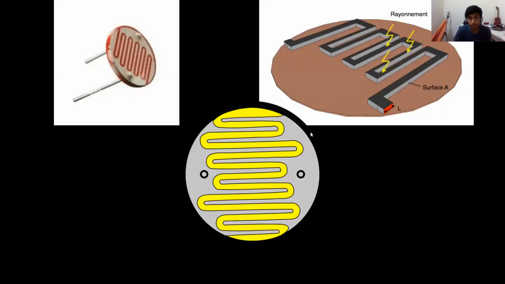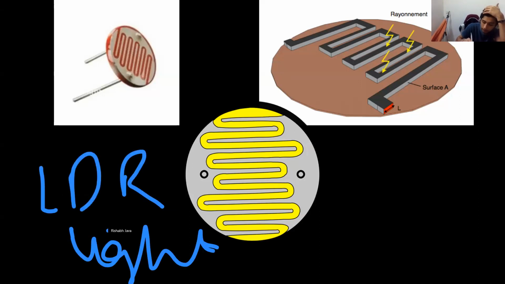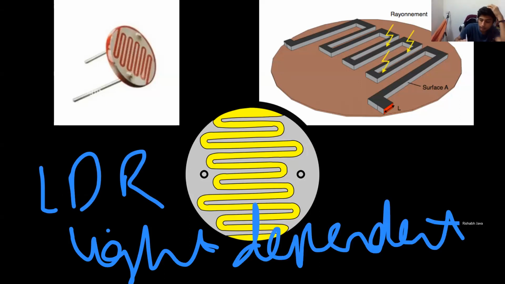So what you have on your screen is something called an LDR. An LDR is, I think someone said it, light dependent resistor.